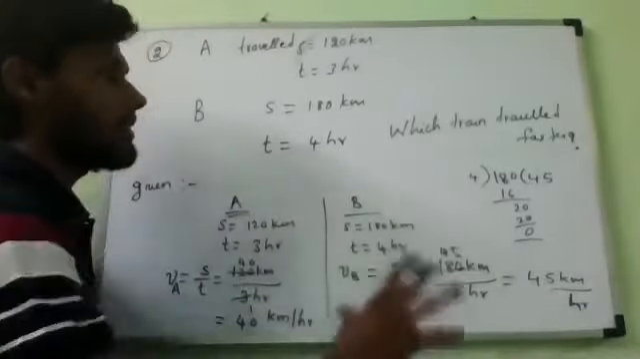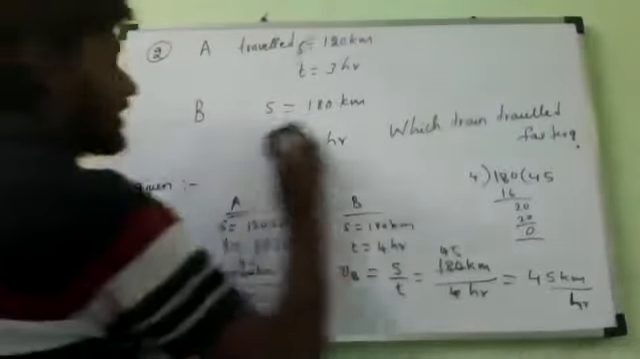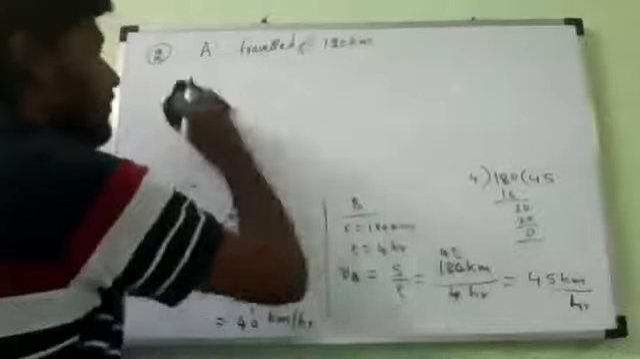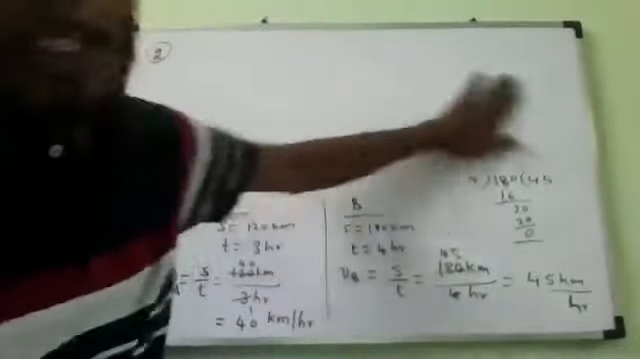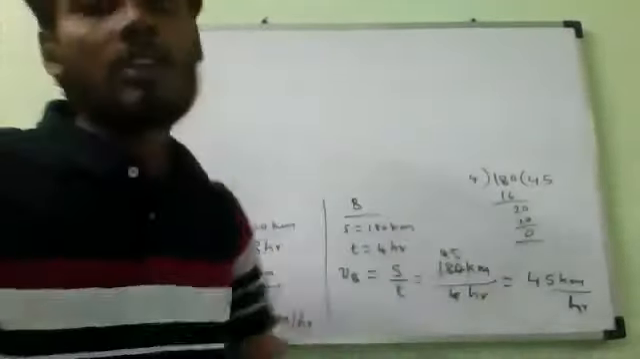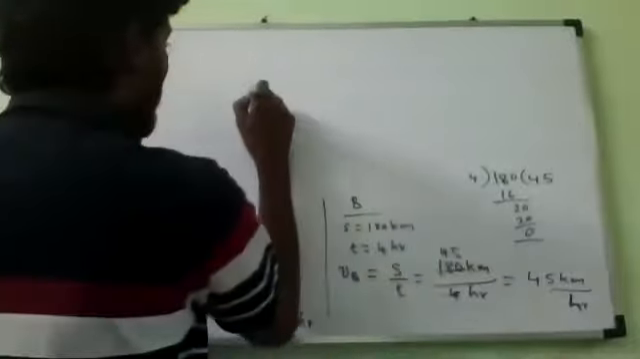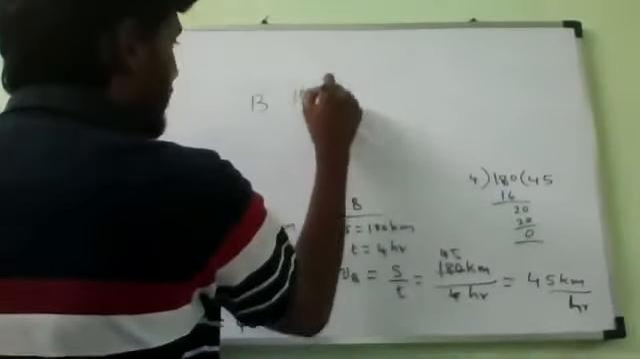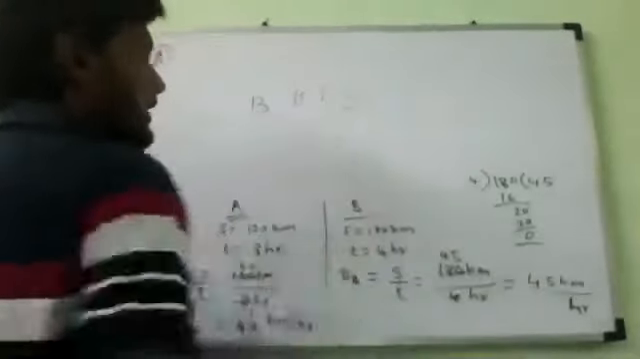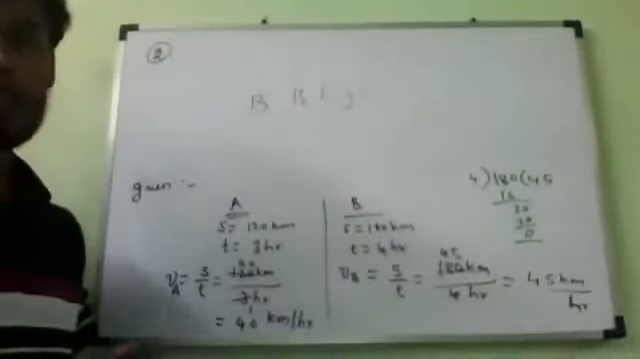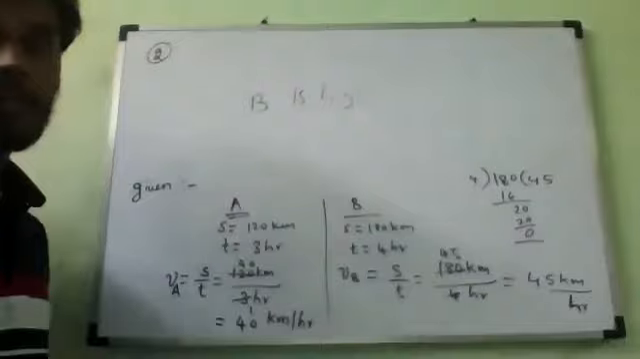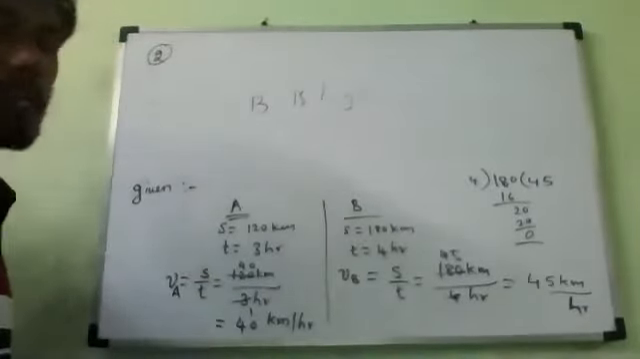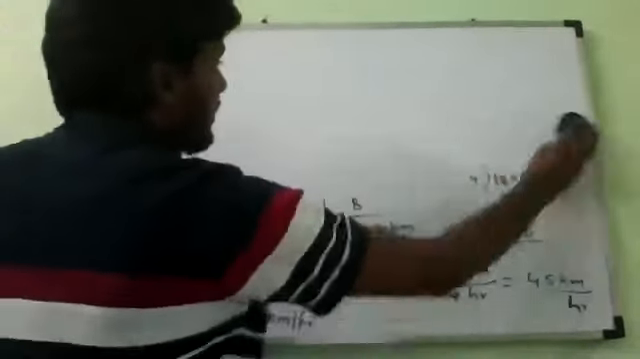That's all. So after comparison, you should write the conclusion. You have to write in such a way that since the speed of train B is higher, therefore train B has traveled faster.